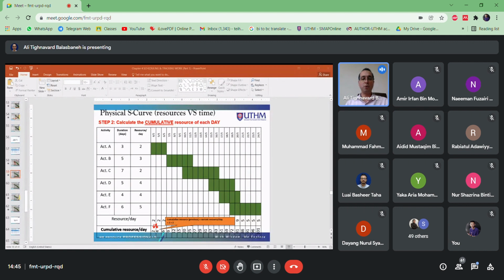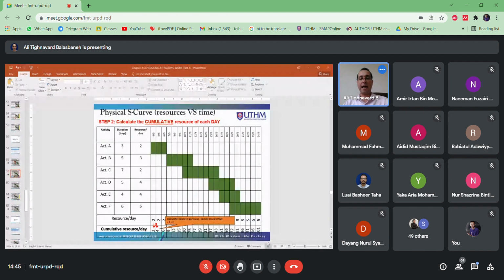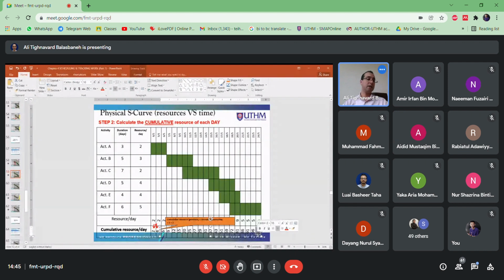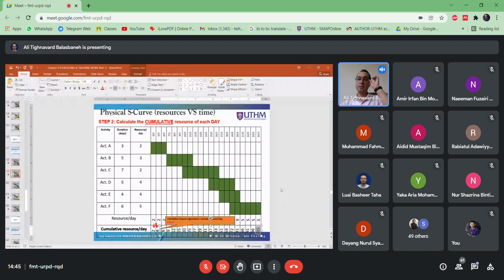So 2 plus 2, 4, 4 plus 2, 6, 6 plus 3, 9. And if you continue, you get 101. 101 means the total number of workers to fulfill this project. It requires 101 workers.